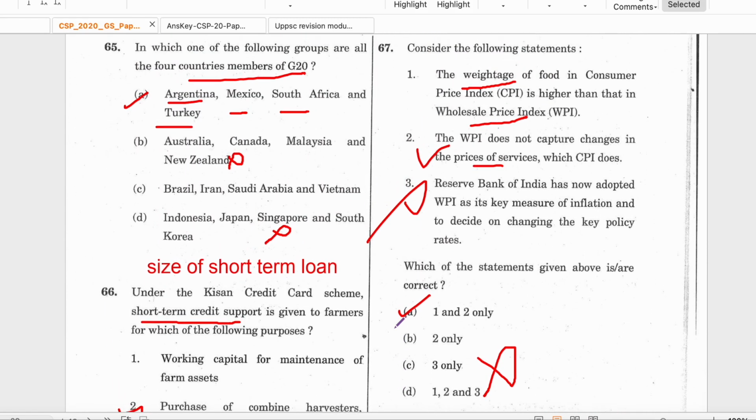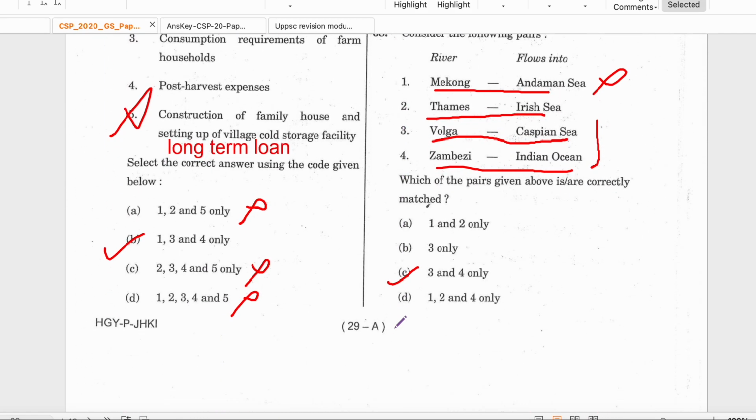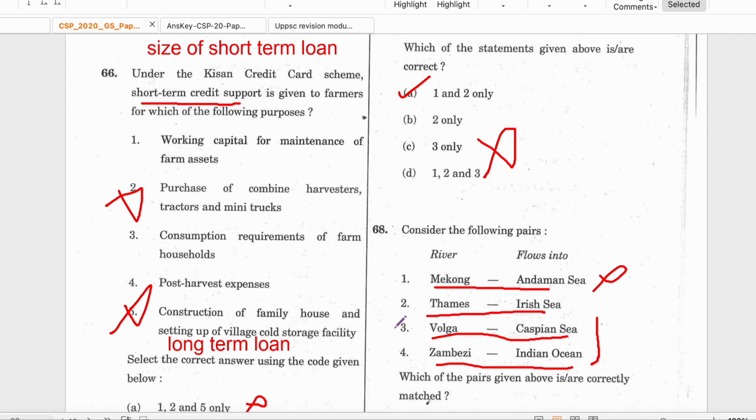Question number 66 तो pure logic से solve हुआ है, pure logic. Under the Kisan Credit Card Scheme, short-term credit support is given to farmers for which of the following purpose? Working capital for maintenance of farm asset. ठीक है. Purchase of combined harvester, tractors, mini trucks. Okay. Consumption requirement of farm households. Post harvest expenses. Construction of family houses and setting up village cold storage facilities.